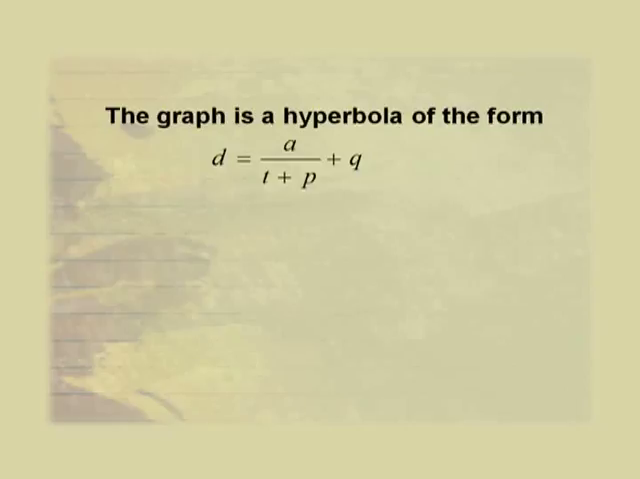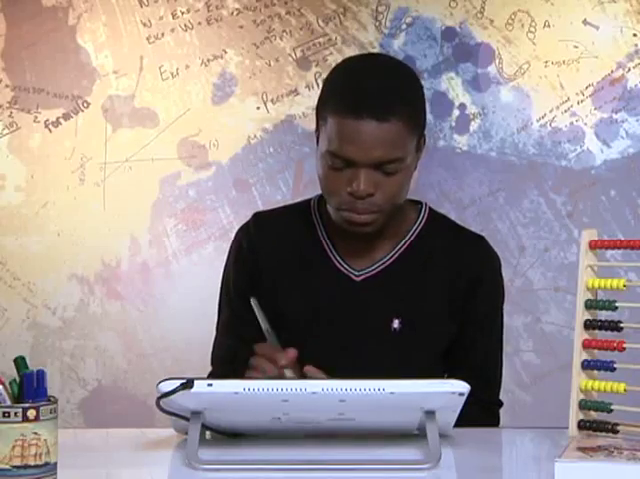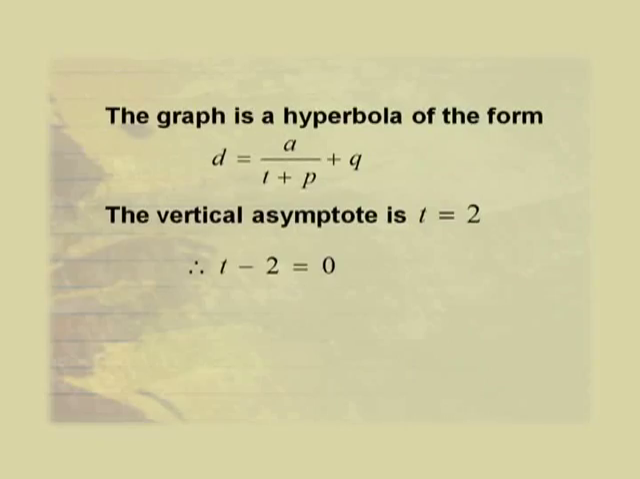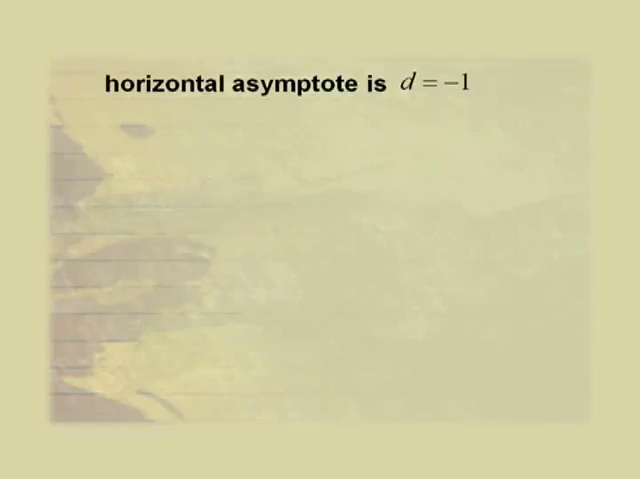So guys, this is a hyperbolic graph, and its equation is given as d is equal to a over t plus p, plus q. Then the vertical asymptote is t is equal to 2. Therefore, t minus 2 is equal to 0. And therefore, d is equal to a over t minus 2, plus q. The horizontal asymptote is d is equal to negative 1. Therefore, d is equal to a over t minus 2, minus 1.